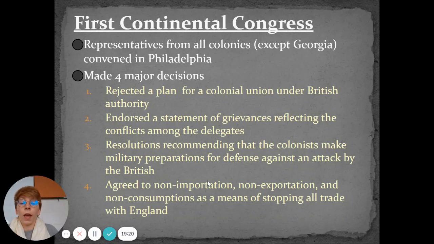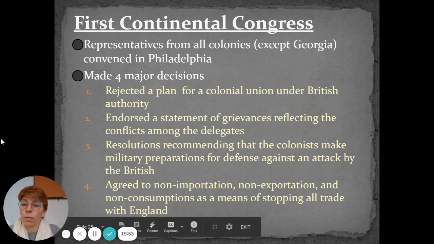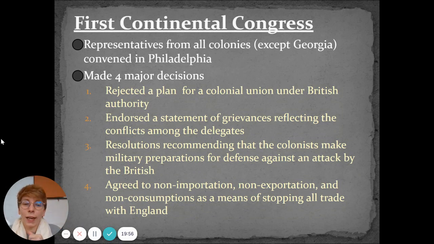And lastly, they agreed on a non-importation, non-exportation, and non-consumption of all British goods. So number 4 is a big one. Number 4 pretty much says our major trade partner that we had, where we get a lot of our food and goods from, no more. We will not trade with them anymore. And this, more than probably the other ones at the time, really, really got England because they had used to this. They had made a lot of money on this trade.